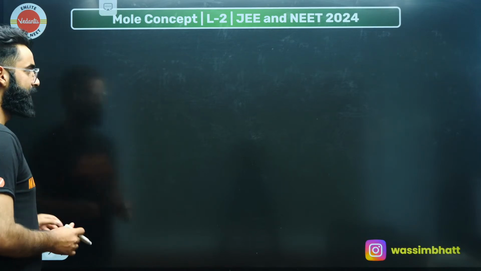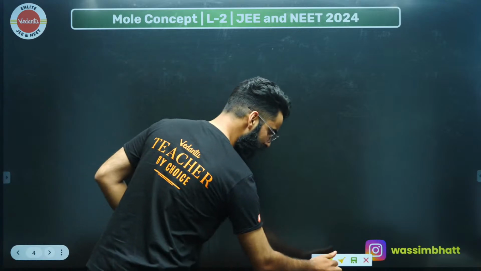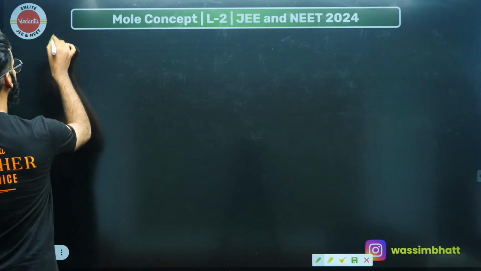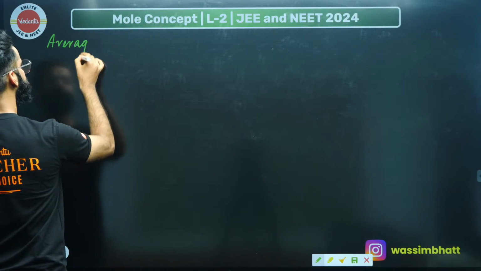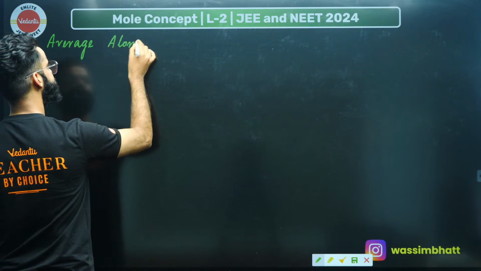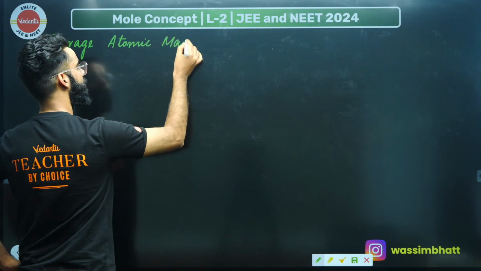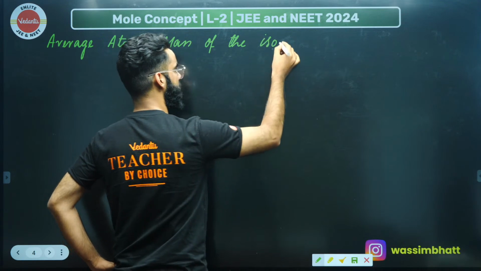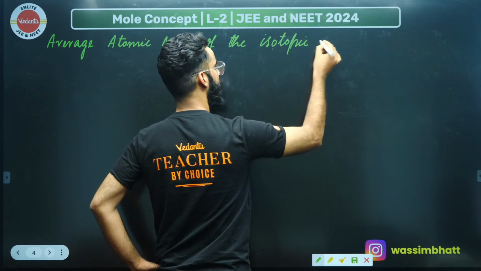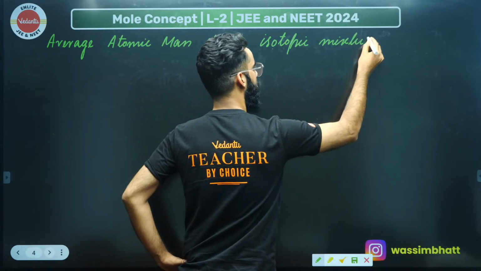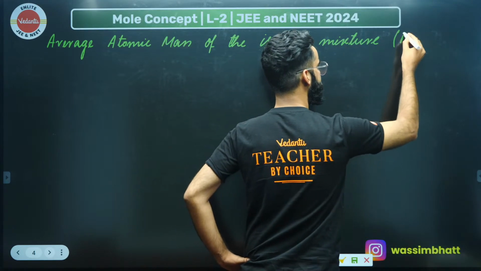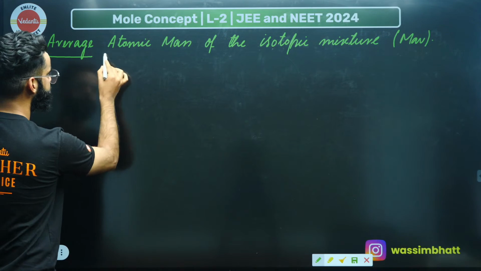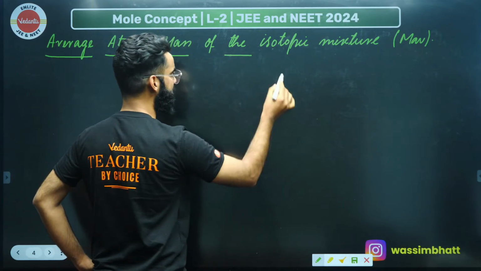Perfect. So my dear people, let's get going and let's talk about the first topic of tonight's discussion. That's going to be the average atomic mass of the isotopic mixture, which is represented by MAV. This is the topic which we shall be doing first. Important topic, average atomic mass of the isotopic mixture.